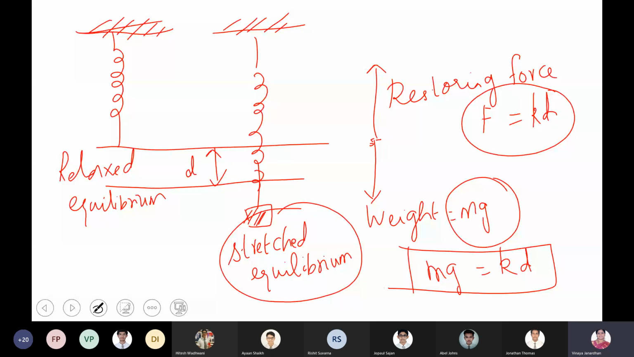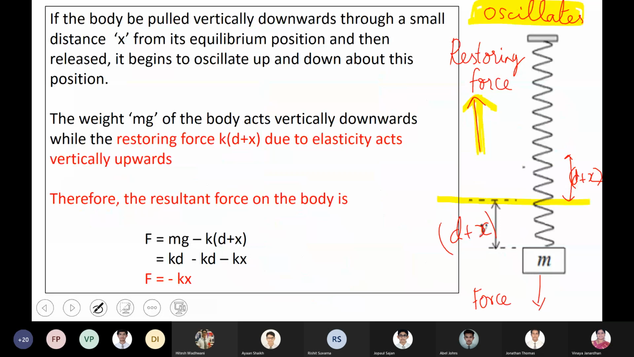Third step, what are you doing in the third case? What you are doing is you are pulling the block with a force so that your spring undergoes an additional extension of X meter, when there is already an extension of D. What is D? D is the extension of the spring due to the weight of the block. Now you are applying a force so that the spring undergoes a total displacement of D plus X.